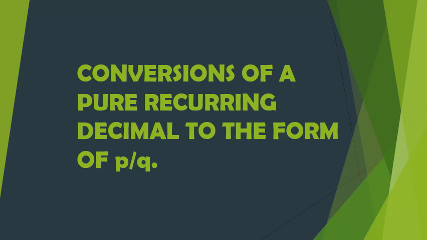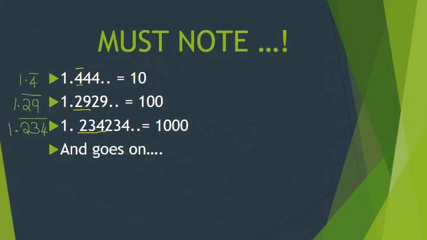Now to learn this topic, we need to follow some basic steps to understand and solve the problems regarding this topic. So now let us move on. Let us look at the first example here, that is 1.444 dot dot. Here, as we all know, after the decimal point we have dots, which indicate that the number 4 goes on repeating. So we call such decimals non-terminating decimals, repeating decimals or recurring decimals.